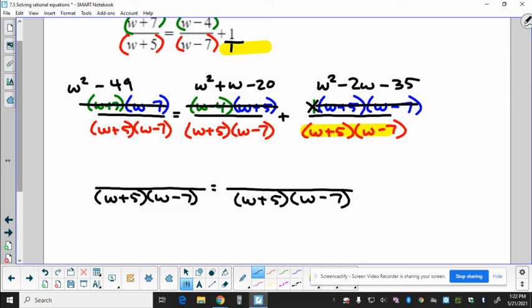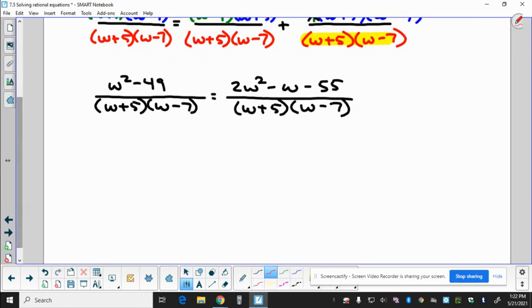Let's check out what we have. On this side, w squared minus 49. On the right-hand side, 2w squared minus w minus 55. Now, let's use the property of equality. And let's go ahead and combine like terms. I'm going to move everything to the right-hand side, so my w squared is positive. So I'm going to add 49, which will be a negative 6.